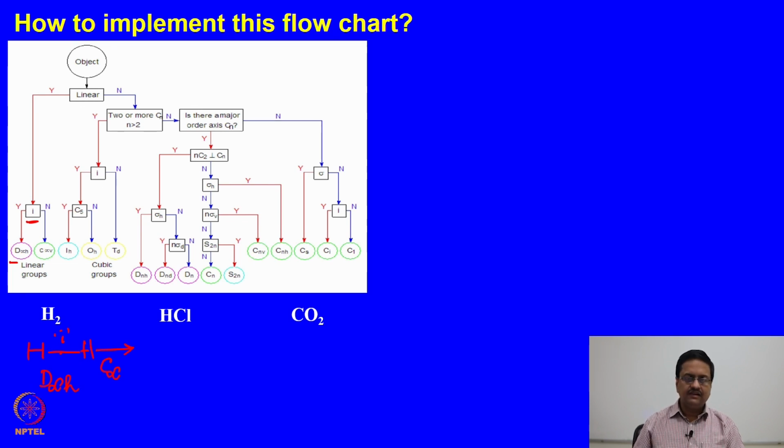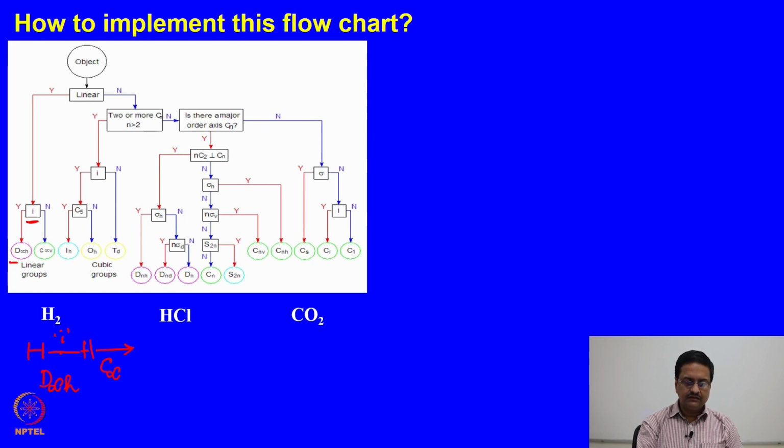In our previous class, we learned how this D comes here. If you have a C infinity axis like this, you have an infinite number of perpendicular C2s about this C infinity axis. Those infinite perpendicular C2s make it D infinity, and the C infinity being the principal axis, the plane which is perpendicular to the principal axis is your sigma h, and that sigma h makes it D infinity h. You see, this molecule has an inversion center.